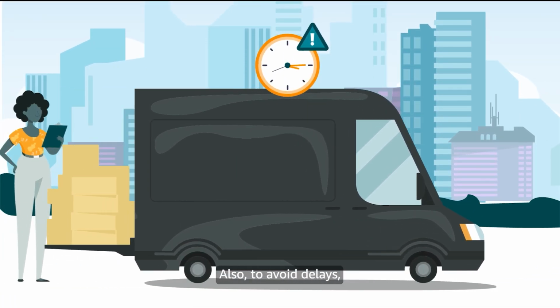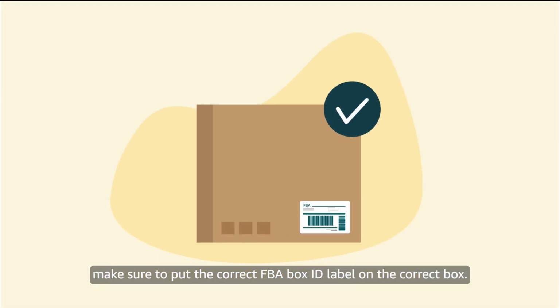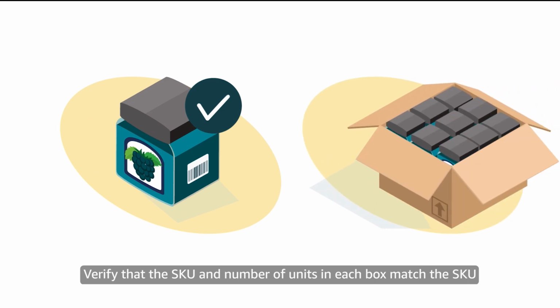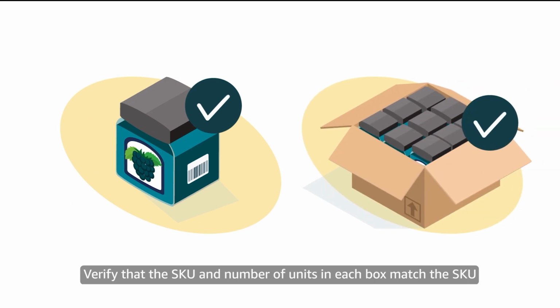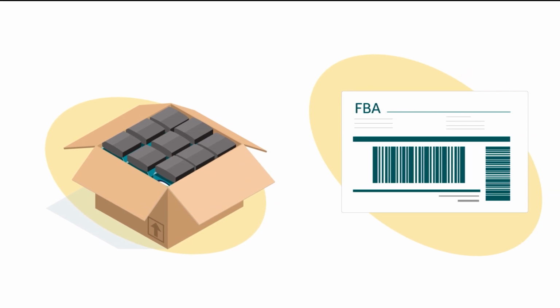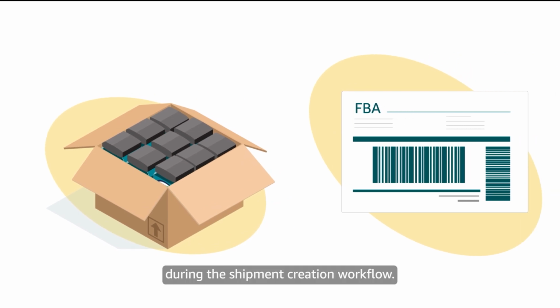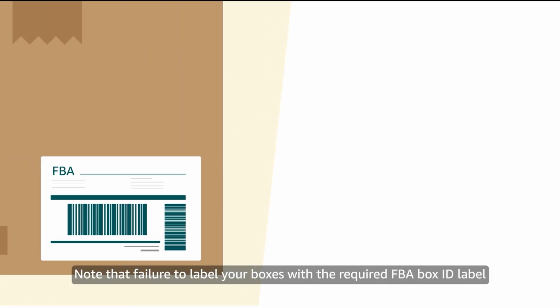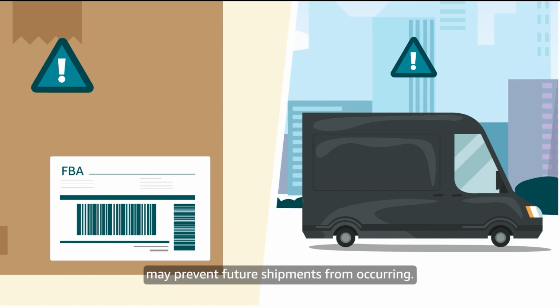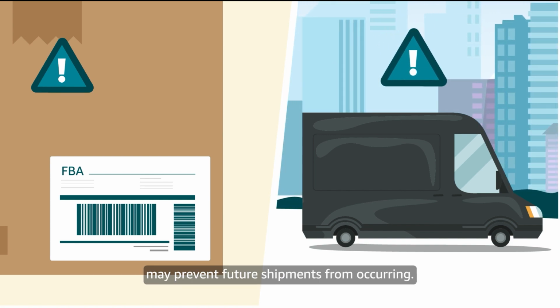Ensure all labels are scannable and readable. Also, to avoid delays, make sure to put the correct FBA box ID label on the correct box. Verify that the SKU and number of units in each box match the SKU and number of units in the box content information you provide during the shipment creation workflow. Note that failure to label your boxes with the required FBA box ID label may prevent future shipments from occurring.